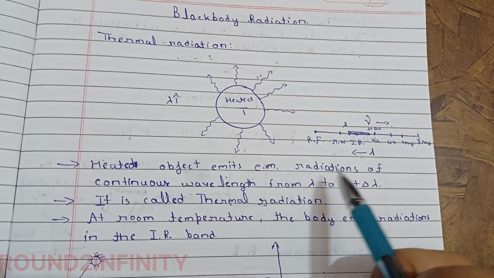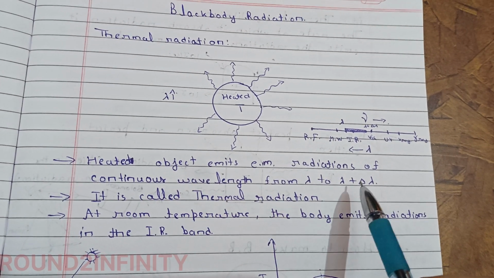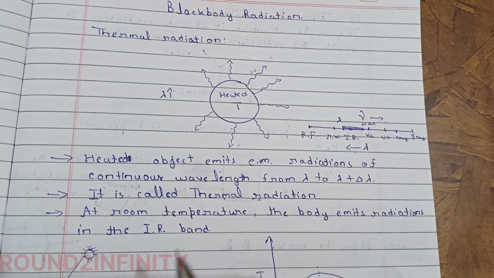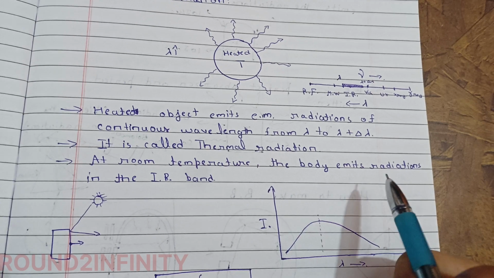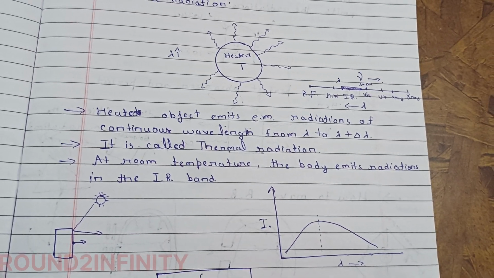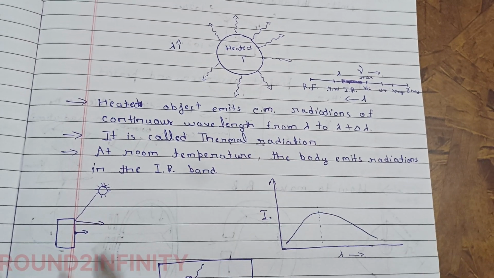Heated objects emit EM radiations of continuous wavelength from lambda to lambda plus delta lambda, and these are thermal radiations. It is called thermal radiation. At room temperature the body emits radiation in the infrared band only. I already told you this.